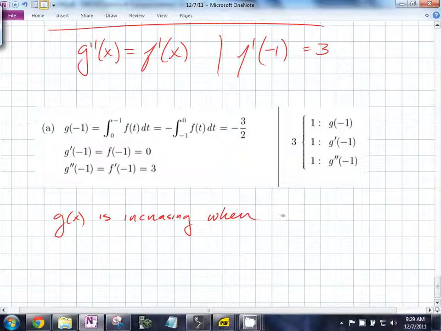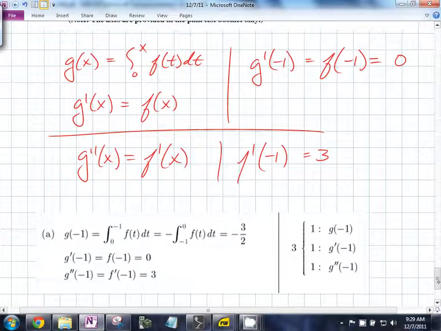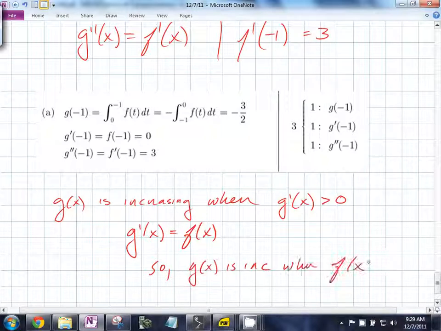Well, we know that g of x is equal to that thing. We already found out that g prime of x is equal to f of x. So g of x is increasing when f of x is greater than 0. G of x is increasing when the derivative of g is greater than 0, and g prime of x is f of x. So therefore, g of x is increasing when f of x is greater than 0. Where is f of x greater than 0? From -1 to 1.